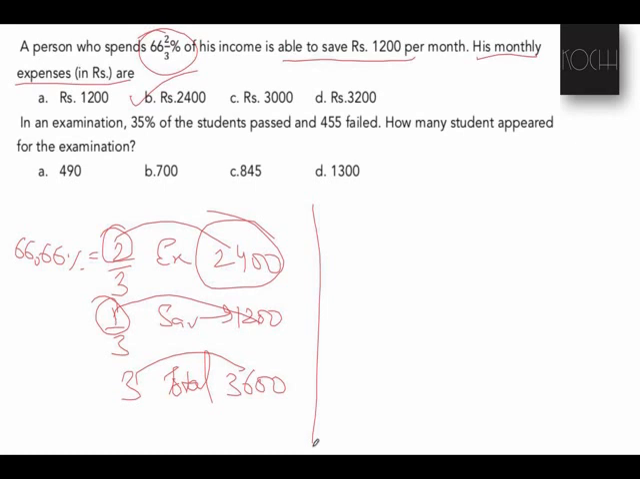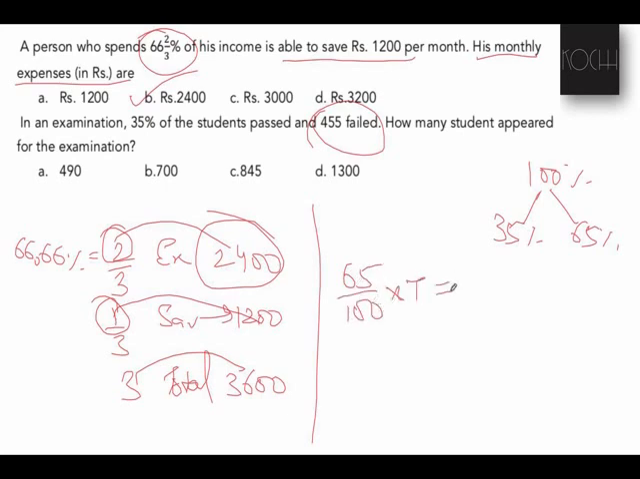Now the second question says 35% of the students passed. Now whatever the total value is, it is 100%. Now 35% have passed, 65% have failed, right? So the value given is 455. This means 65% of total students have failed and the value is 455. Okay? I hope you can solve it further.